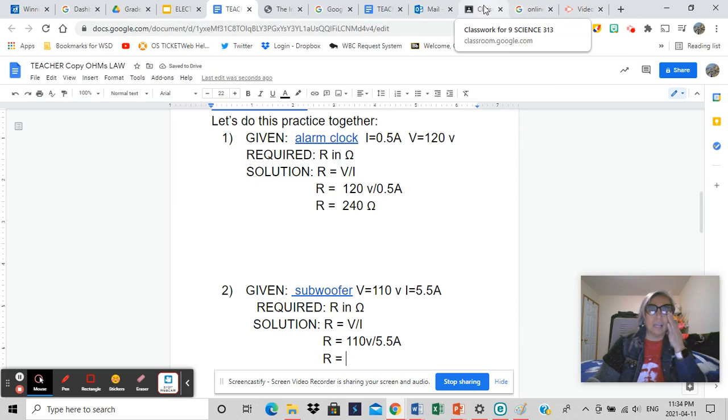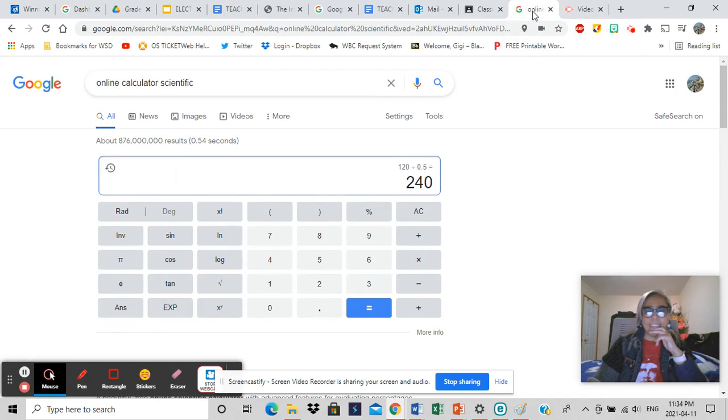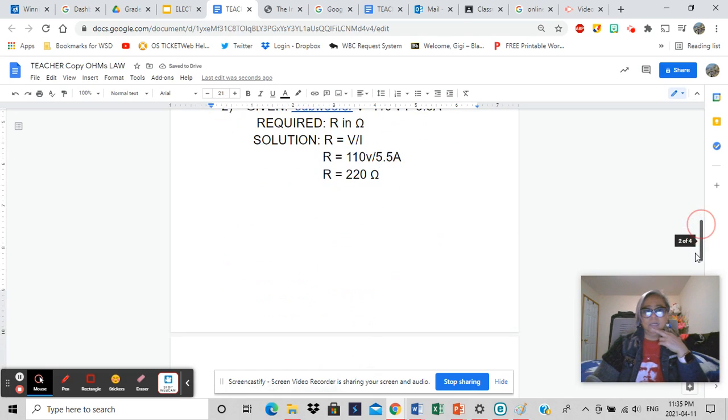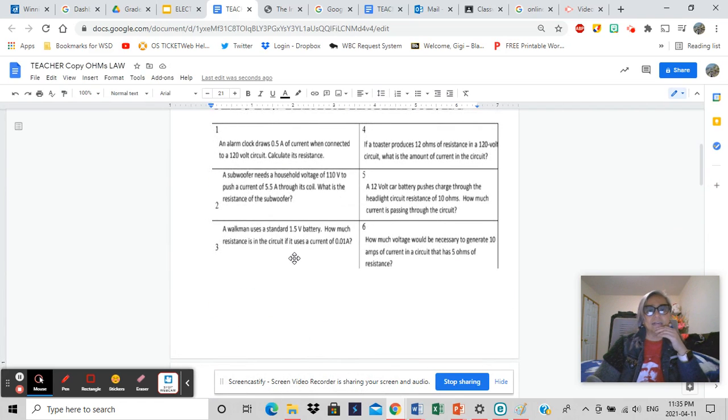And then get your calculators out, or if you have an online calculator, then easy, right? So where's my online calculator here? 110 divided by 0.5, you have 220. Okay, 220 as the answer here. 220, what's the unit? Again, we have it in ohms, or the omega, the Greek letter omega.